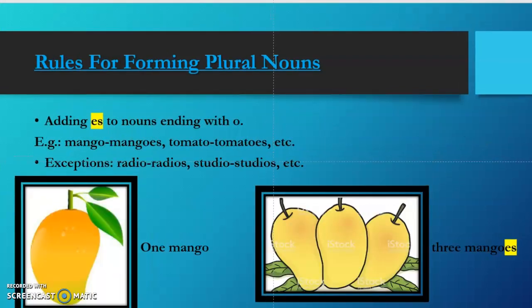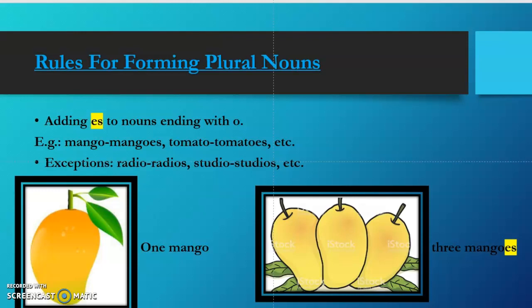Next one are the nouns which have O at the end of them. Like in the picture you can see one mango. It has O in the end. To make it from one mango into three mangoes, we have to add es at the end. So it will become one mango, three mangoes, or one tomato, three tomatoes.